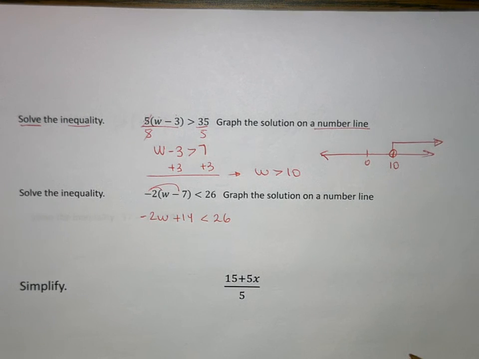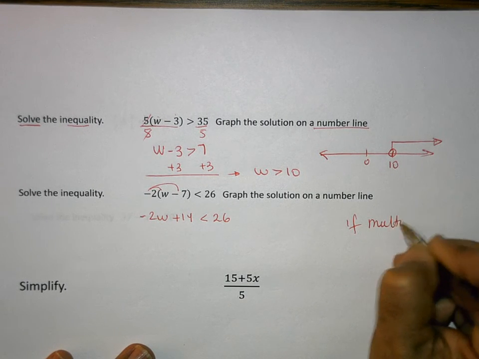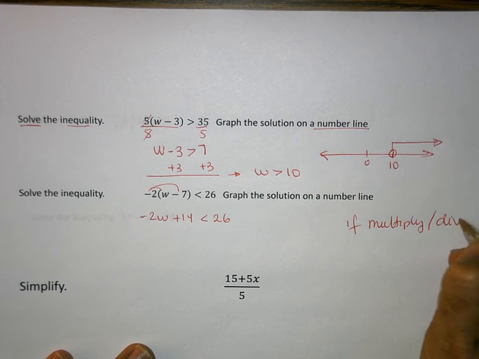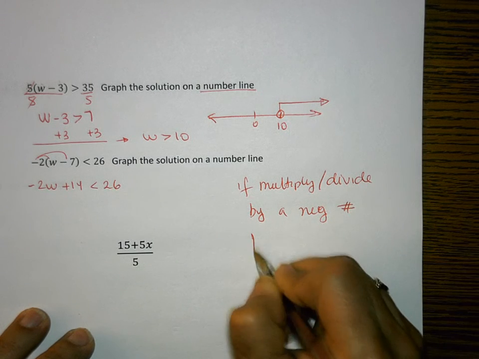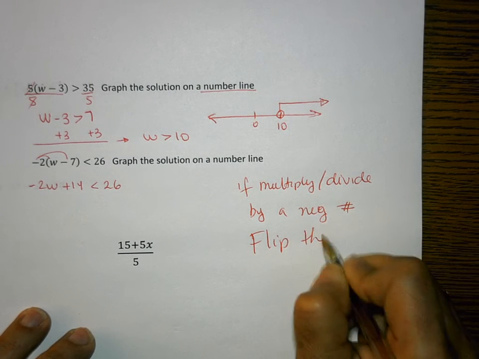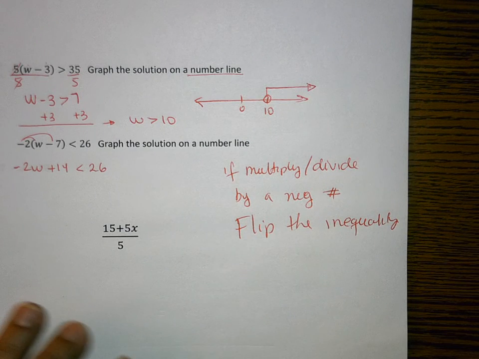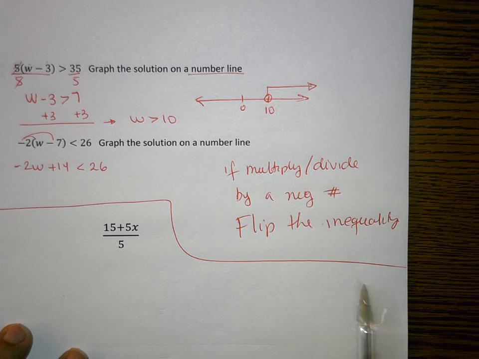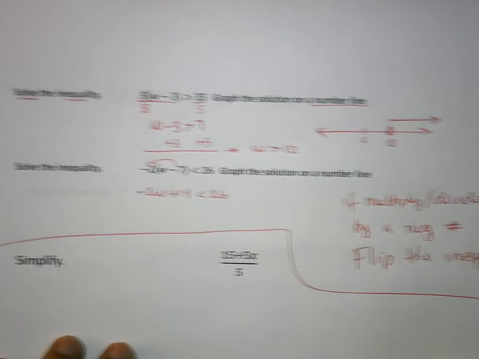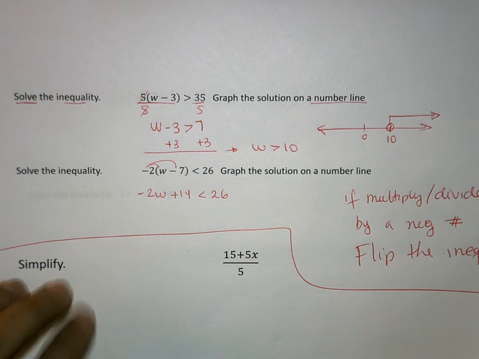So just remember one thing. If you multiply or divide by a negative number, you must flip the inequality. Okay, just remember that. If you ever multiply or divide by a negative number, you must flip the inequality. So there you go. I'm going to stop here, and you can finish solving this equation, and sorry, this inequality.